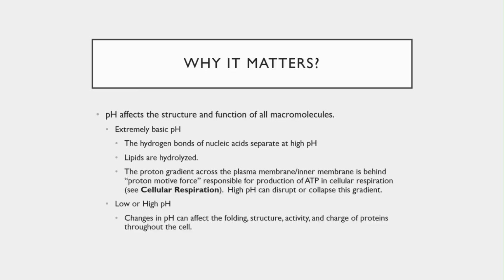Why does pH matter? Because acidic and basic solutions can change the sort of chemical reactions and structure of chemicals in a solution or in the cell. pH affects the structure and function of all macromolecules. Extremely basic pH, which means a low amount of hydrogen or protons there, means that the hydrogen bonds in nucleic acids, such as DNA, begin to separate. Lipids are important in their forming of membranes and intracellular organelles, and a higher pH will hydrolyze them.